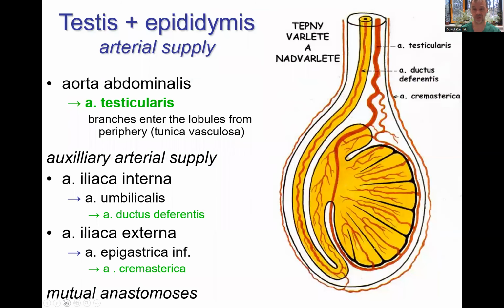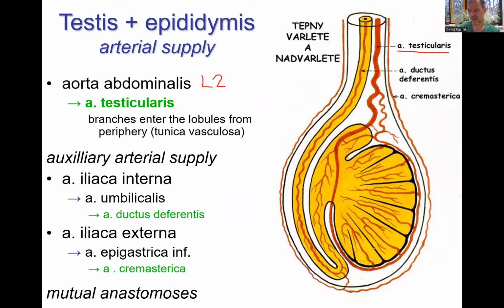What about the blood supply of epididymis and testis as well? Of course, testicular artery is the main artery. It's a visceral paired branch from the level of L2, as the testis descends from this level during development. It enters from outside, so there is no hilum, but it then branches inside tunica vasculosa and sends vessels into tubuli from periphery. So that's a difference in comparison to other parenchymatous organs.